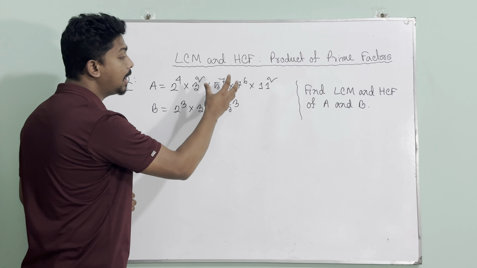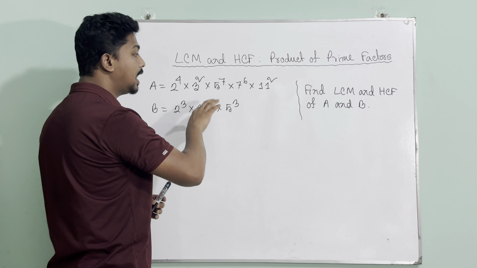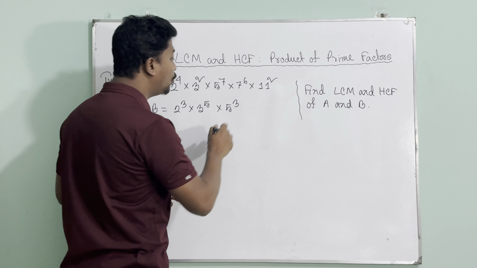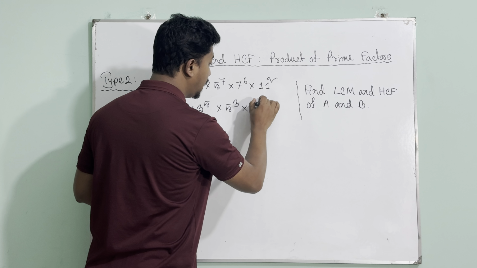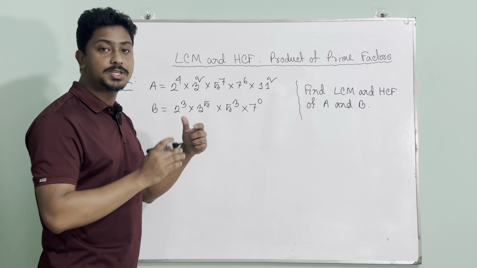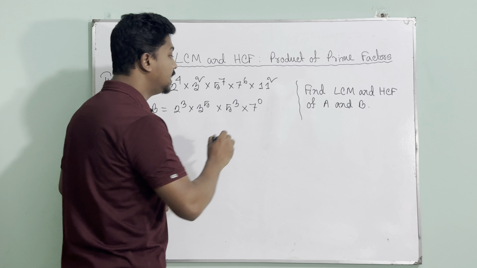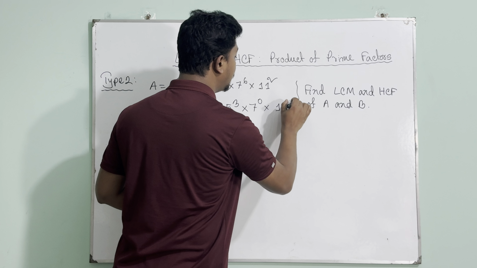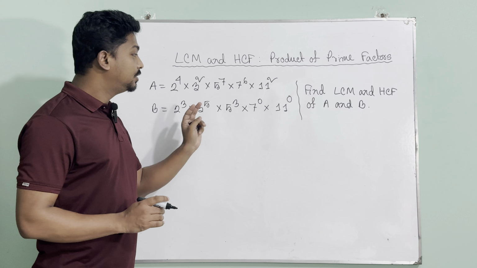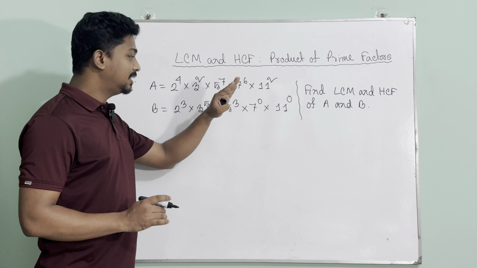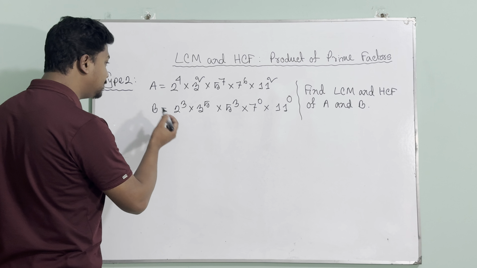Remember that when we have some extra prime numbers in one of them, and they're not in the other one, what we can do to make the math very simple is just put 7 to the power 0. And we know that when something is to the power 0, that is basically 1. So multiplying by 7 to the power 0 here doesn't change anything. Just like that, we can also write 11 to the power 0, right? So now you have the same prime numbers again, and you can fill in the missing prime numbers in one of them. And then it becomes simple.